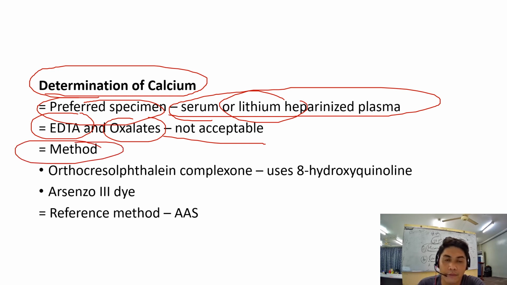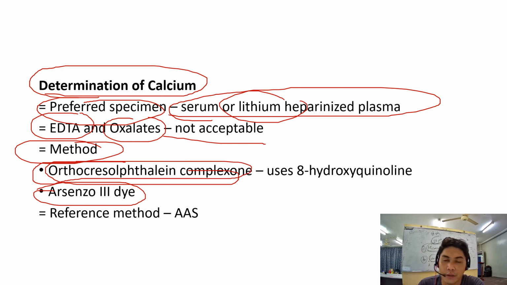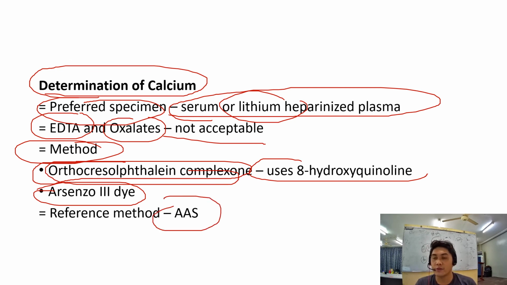Now, for the method, you can perform orthocresolphthalein and Arsenazo III. These are dye binding techniques. If you're performing the orthocresolphthalein complexone method, you're going to use 8-hydroxyquinoline. This 8-hydroxyquinoline binds with magnesium in order to remove magnesium from the reaction, because magnesium can cause false elevation in your calcium concentration. In order to avoid that, you add 8-hydroxyquinoline. But the reference method for calcium determination is still atomic absorption spectrophotometry. Okay, so I think that's all for calcium.